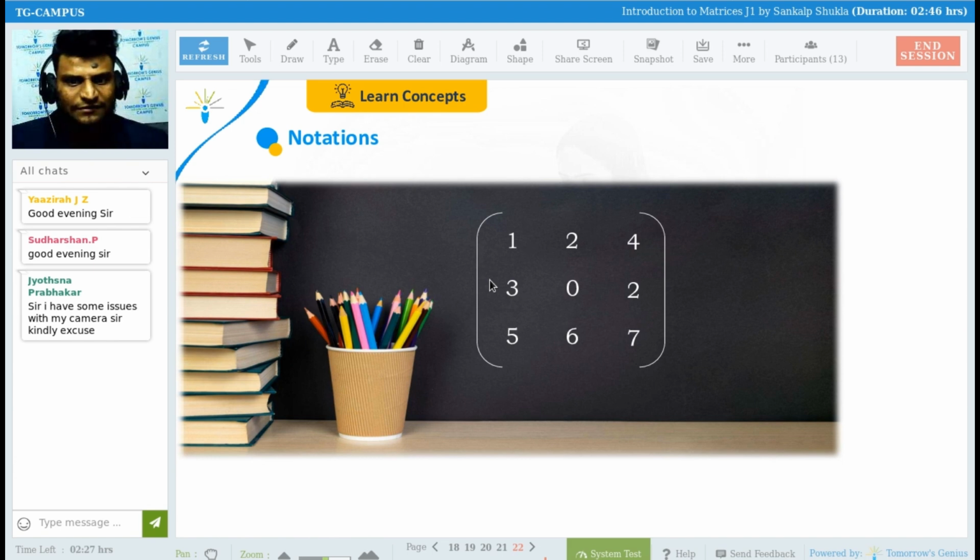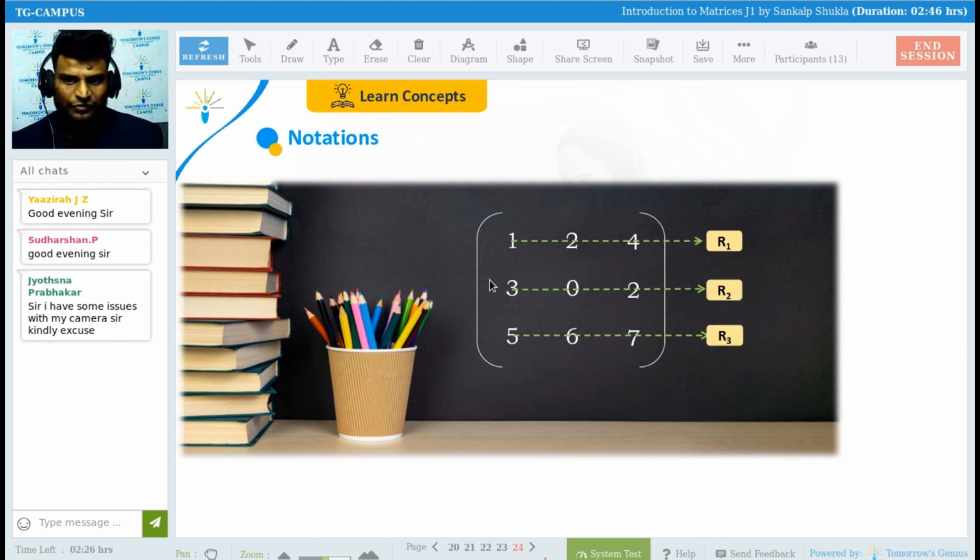Suppose in this matrix, I can see that there are 3 rows. These green lines are representing rows. So this is my R1, this is my R2 and this is my R3. R1 means row 1, then row 2 and row 3. And next we have blue lines which are representing columns. So this is C1, this is C2 and this is C3.